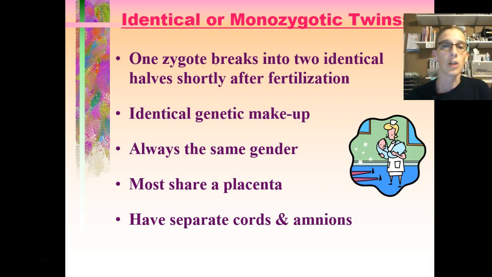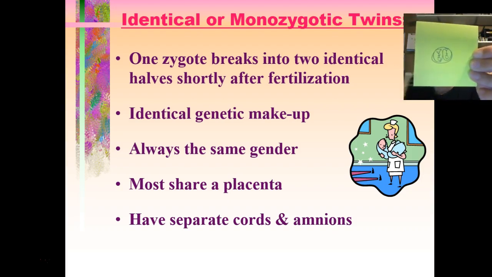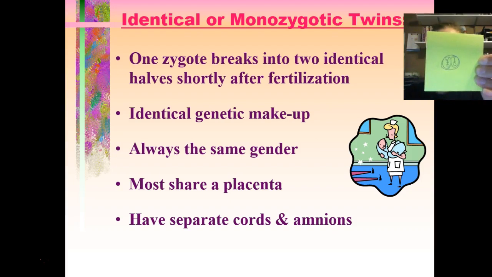Okay. So one zygote breaks into 2 identical halves shortly after fertilization. Most of them share one placenta, but they have separate cords and separate amnions. Now let's see if you can see this. Which way do I have to move it? Okay, so for example, these were my babies, with baby one and separate amnions. They each had an amnion, so they're diamniotic, but monochorionic. So they had 1 chorion around them both. Okay.